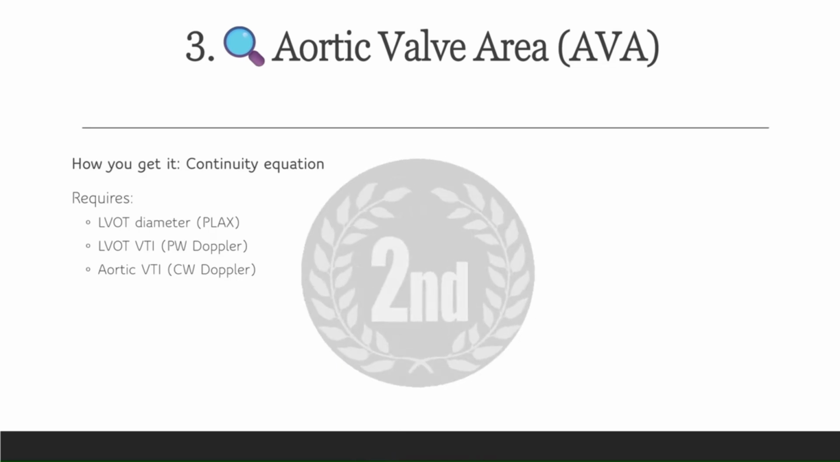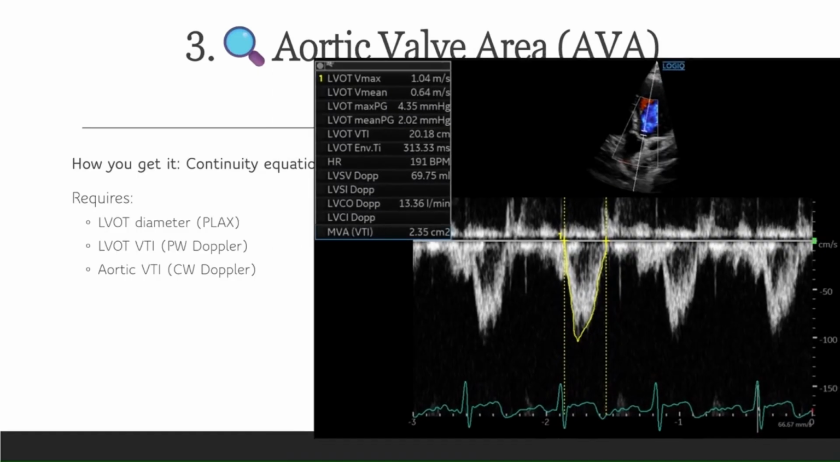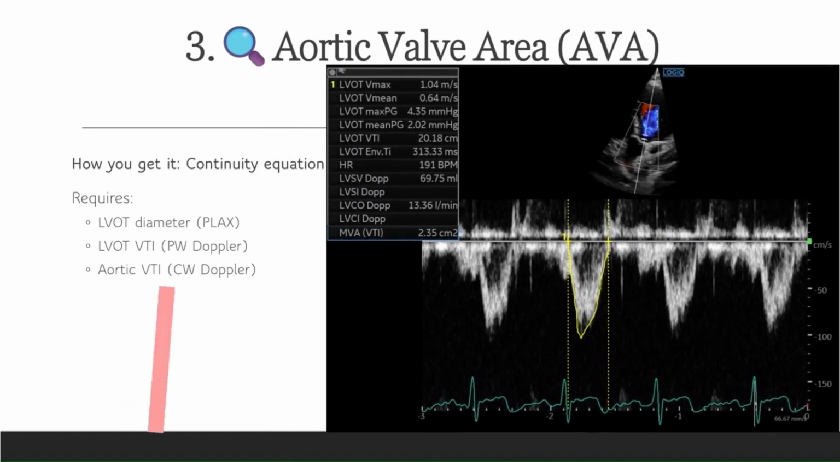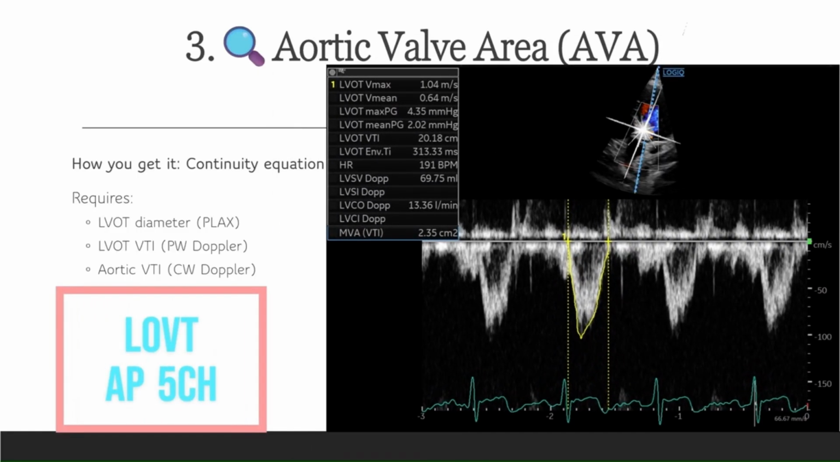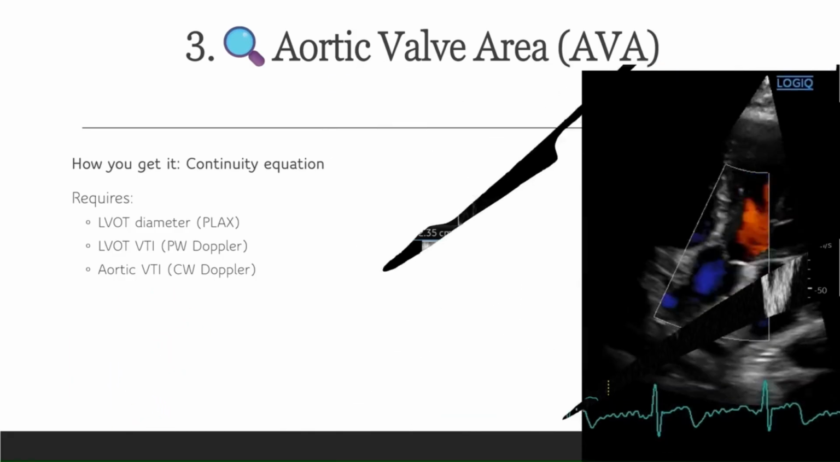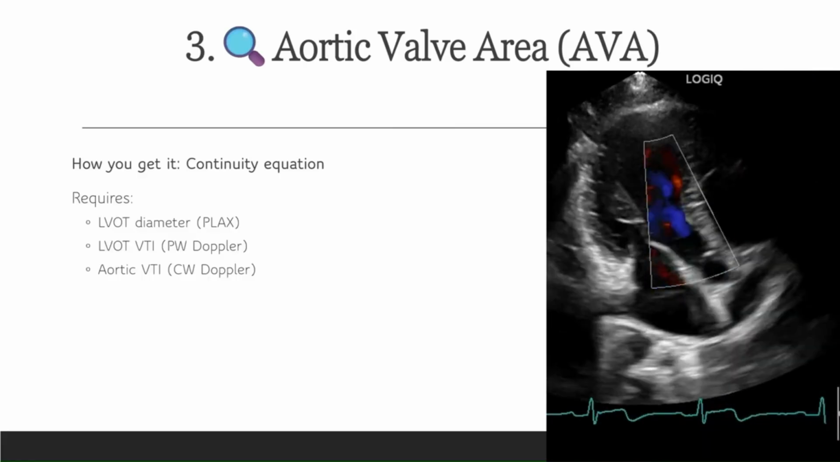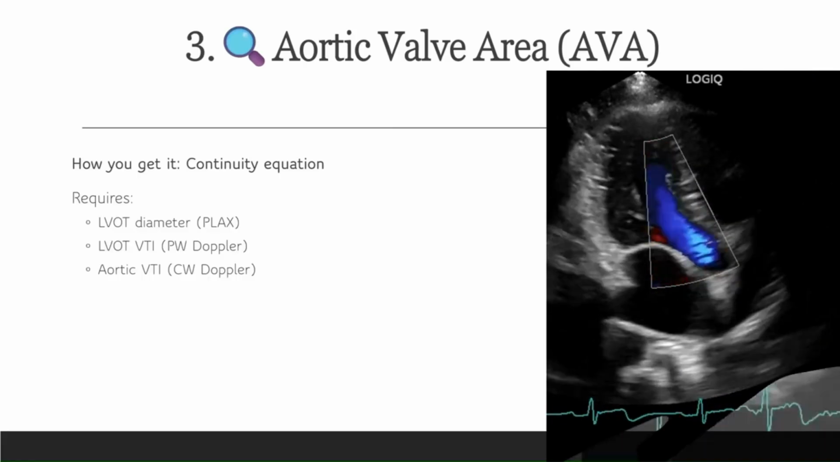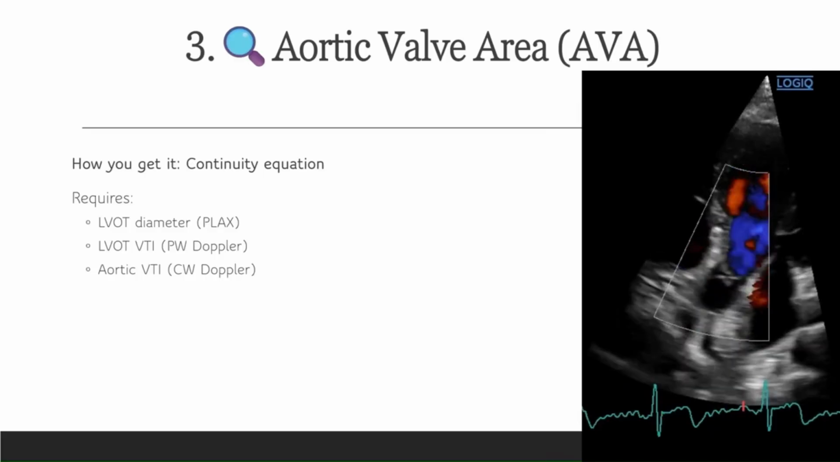Second, you need your LVOT VTI. This is your pulse wave Doppler. Your goal is to sample the flow in the LVOT. This should be laminar flow generally, and trace the envelope from the apical 5 chamber or the apical long axis or apical 3 chamber. Optimize the LVOT or aortic outflow.